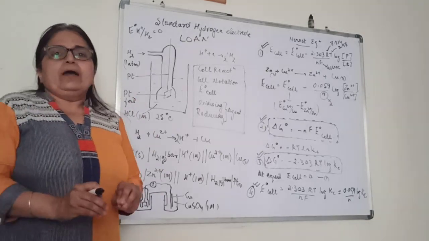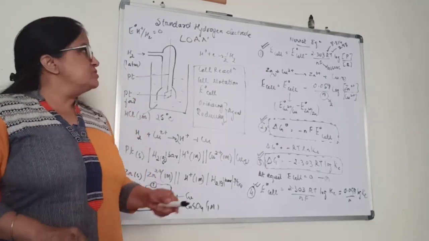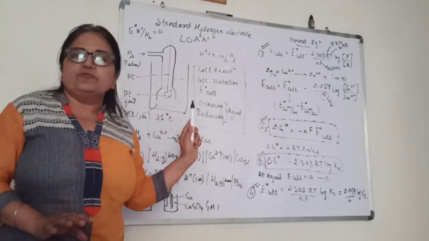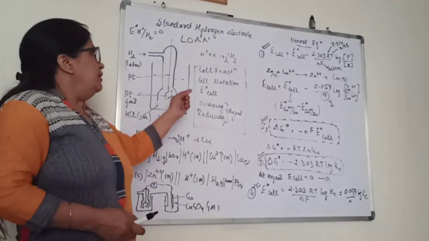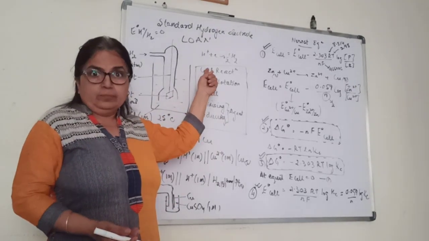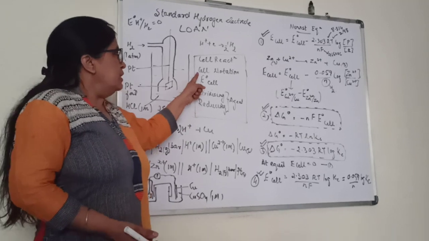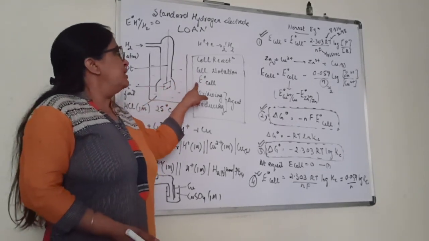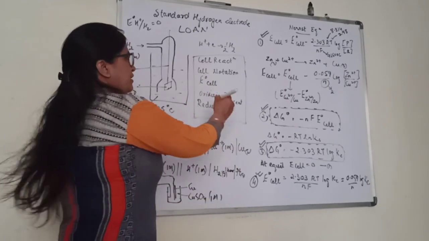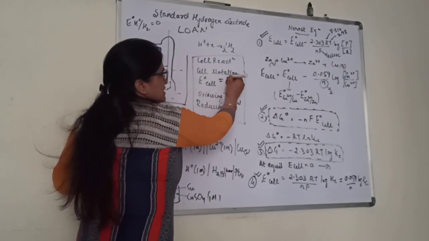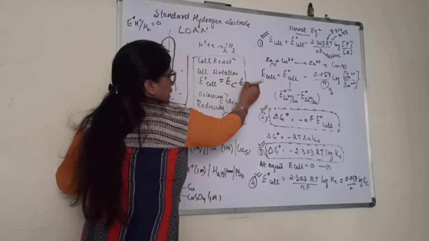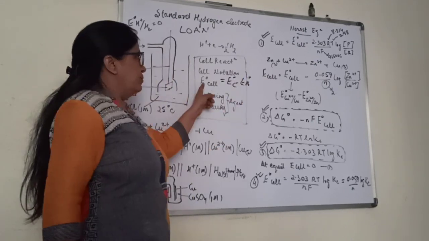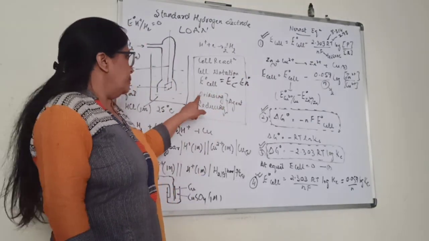If I simply know the E naught values, these are the questions which can be framed. Just write the cell reaction. You have written the cell notation. This is the cell notation. We can calculate E naught cell. I told you in the previous class, that is cathode minus anode, the naught values. That will give you the E naught cell.